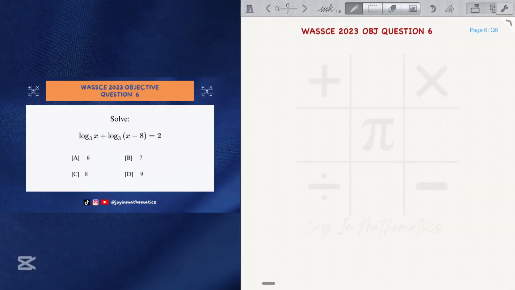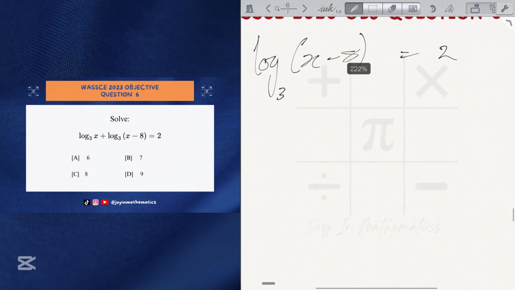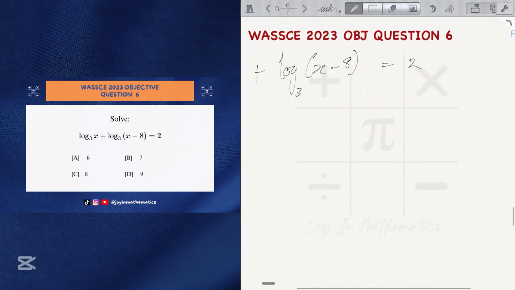Let's proceed further to question number 6, WAEC 2023 objective section. And the question reads thus: I want to find the value of x given log x to base 3 plus log of x minus 8 to base 3 is equal to 2. Now this is a question on logarithm equations. So we are looking for the value of x in this case.